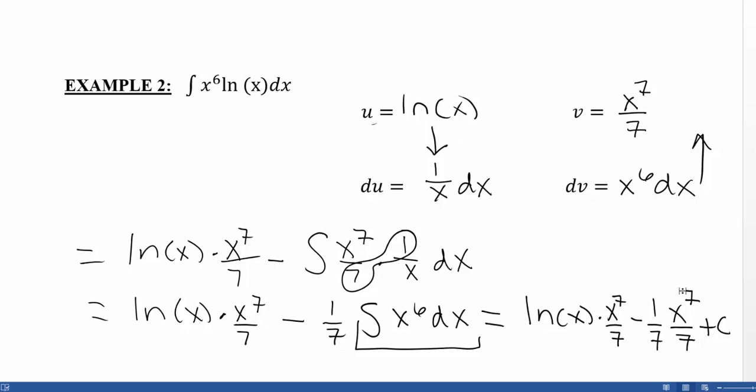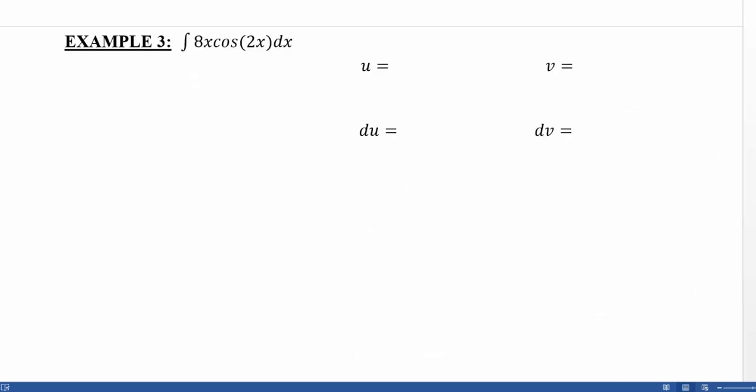Let's look at another example. Example 3. 8x cosine of 2x dx. Now, you might look at this problem and think that we might be able to do substitution. Here, if you were considering substitution, your u would be the function inside cosine, which is 2x. But that means your du would be 2, and that's problematic because we have an 8x on the outside, not just an 8. So that means that we're not going to be able to use substitution here. Instead, we're going to use integration by parts.